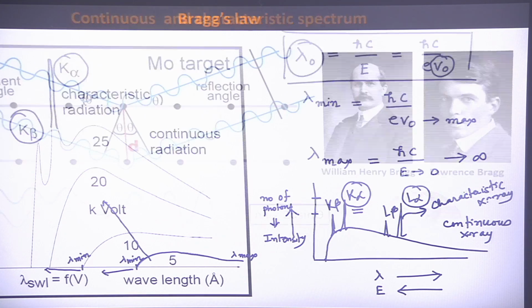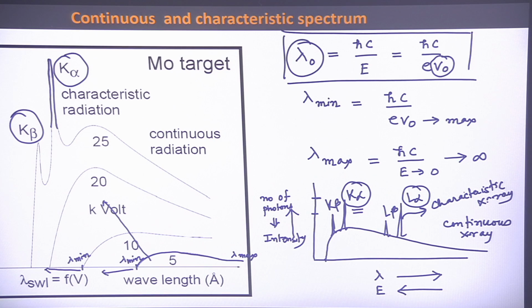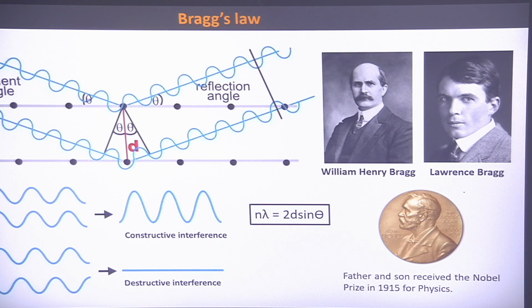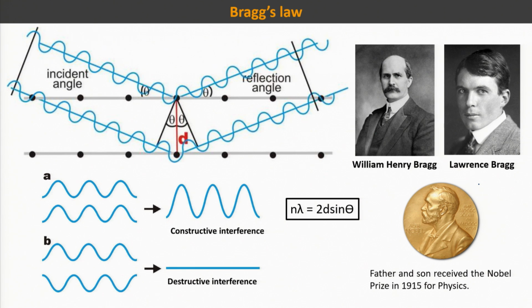If you try to see the application of X-rays, there are two methods which are widely used. The first is Bragg's law. This is a photograph of Professor William Bragg and Lawrence Bragg, who are father and son. They received the Nobel Prize in 1915 for their contribution in the field of X-rays.